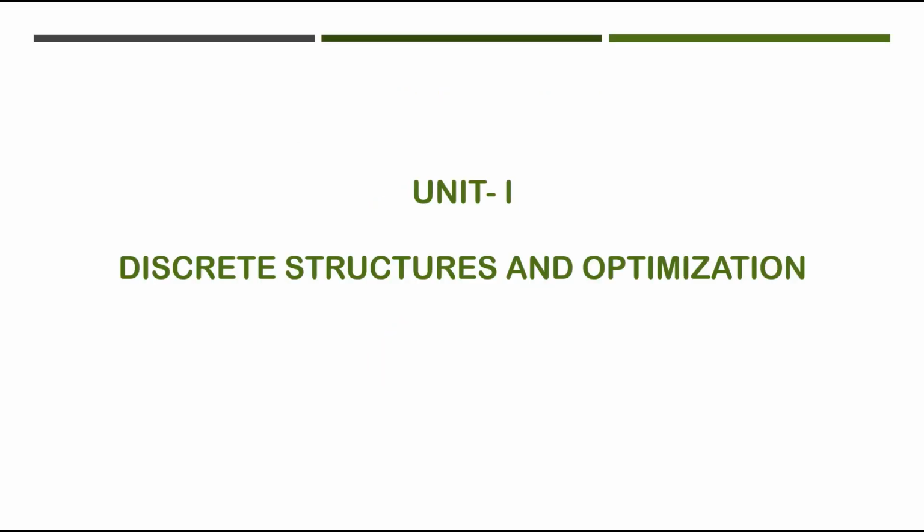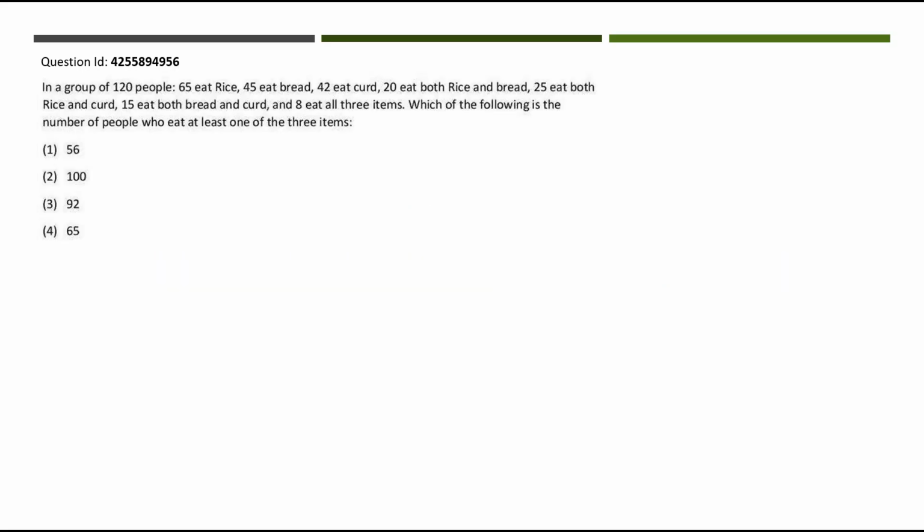Let's discuss Unit 1 Discrete Structures and Optimization questions. In a group of 120 people, 65 eat rice, 45 eat bread, 42 eat curd, 20 eat both rice and bread, 25 eat both rice and curd, 15 eat both bread and curd, and 8 eat all the three items. Which of the following is the number of people who eat at least one of the three items?